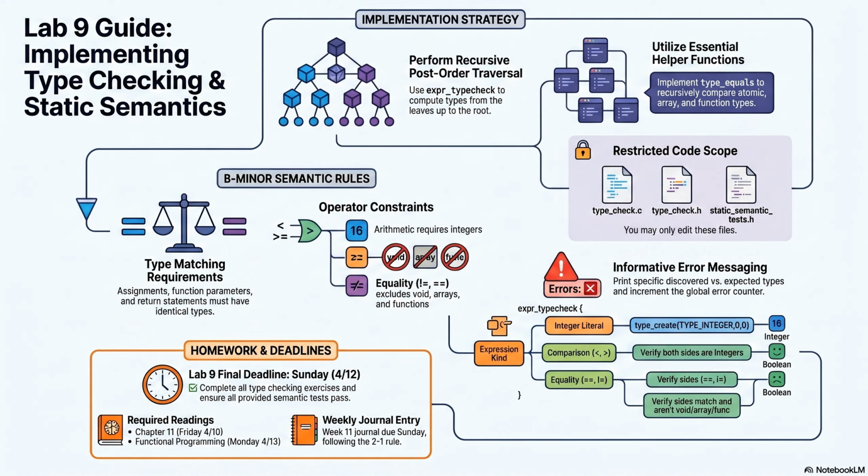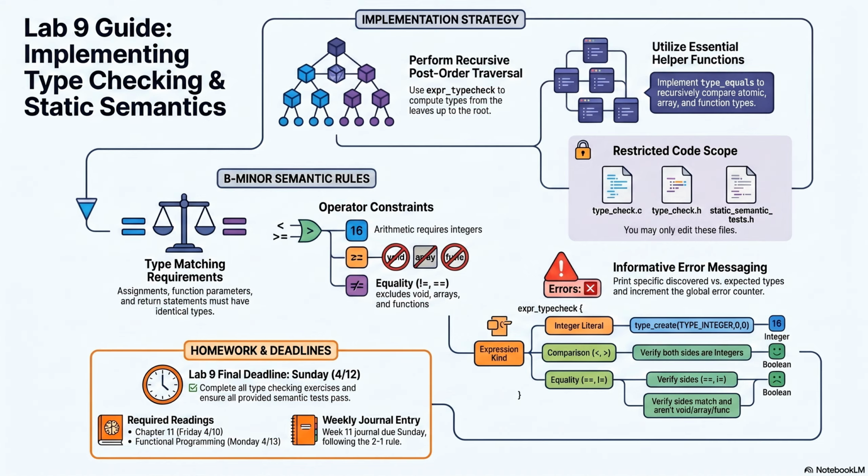Oh, because B minor supports compound types. So type equals has to be deeply recursive, right? Exactly. If the AST passes two array types into the function, you have to verify the overarching structure first, and then recursively check the subtype. Because an array of integers obviously does not equal an array of Booleans.